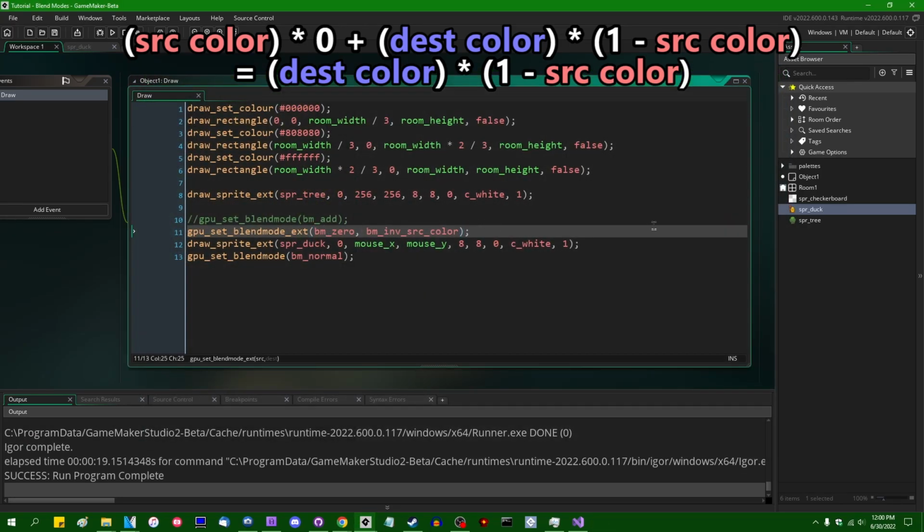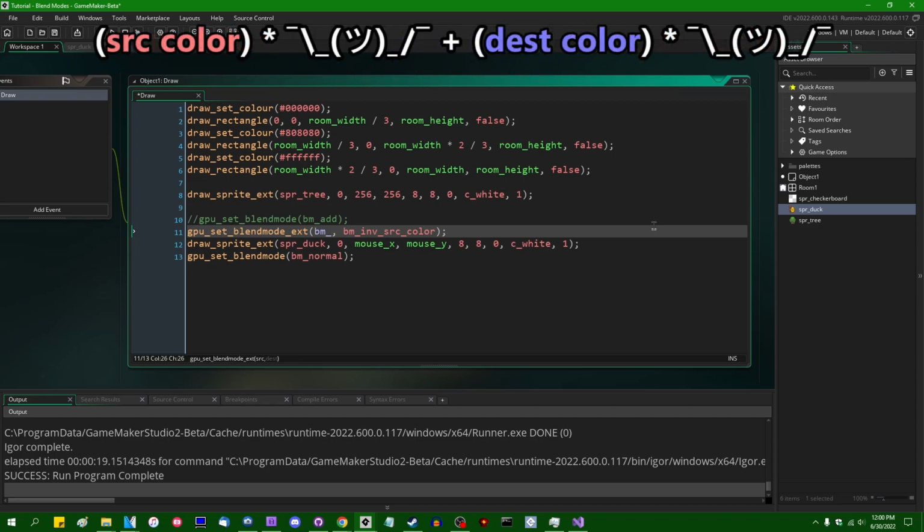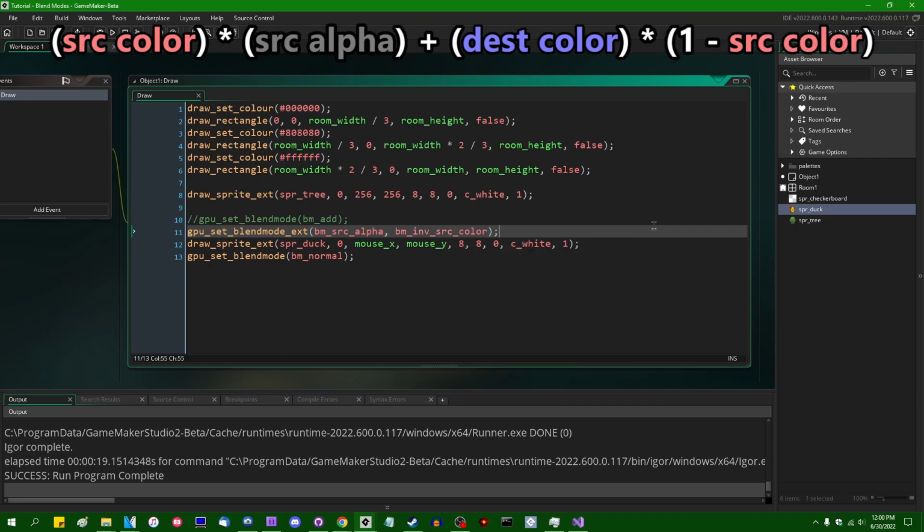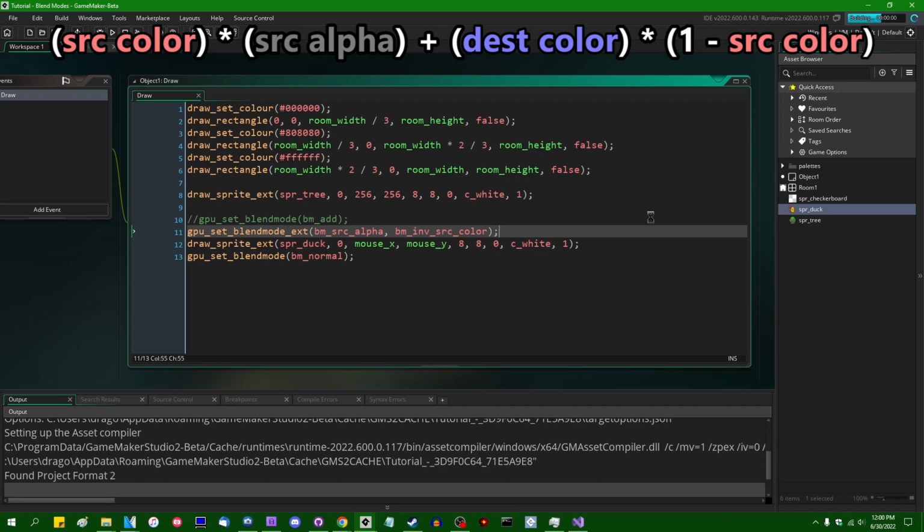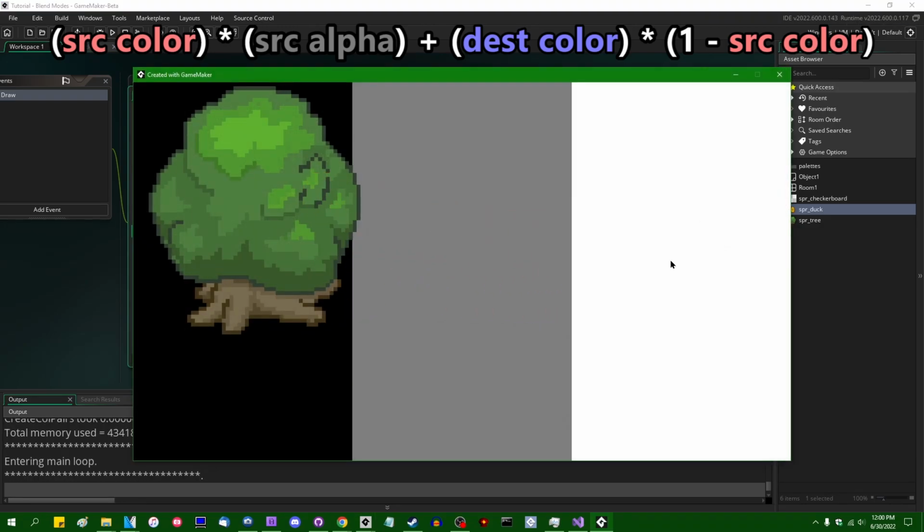And the max blending, again, I don't have this one committed to memory, because I don't think it's worth memorizing, because I don't think I'm ever going to probably use it in my life. But if you want to achieve max blending, you would use source, what does it say in my notes over here? Source alpha for the source color factor, and inverse source color for the destination factor. And if I were to run this, we would see that we have something that looks a lot like bm_max.